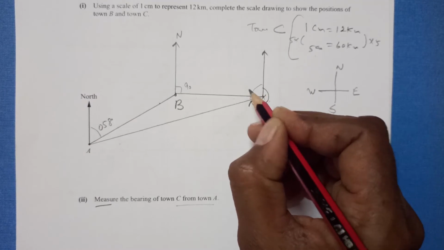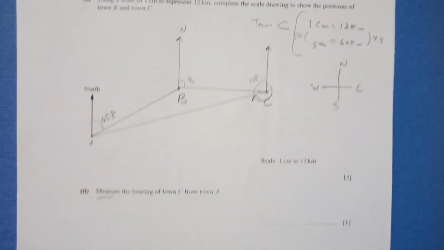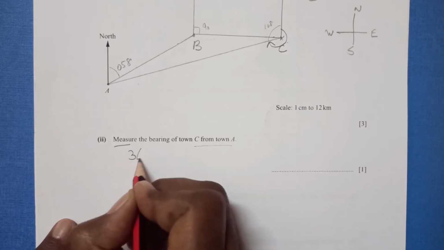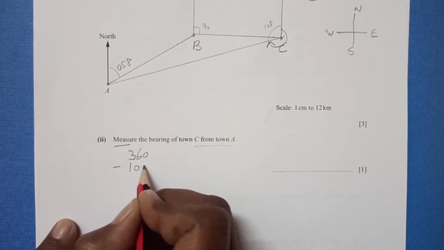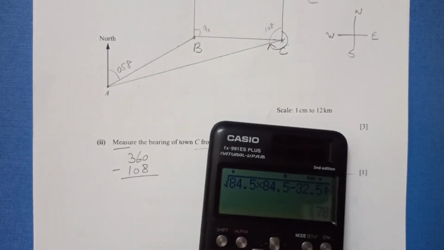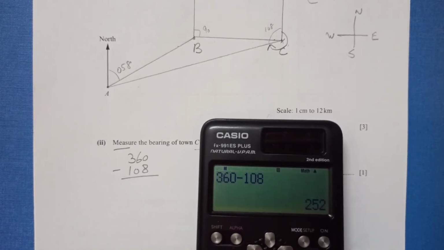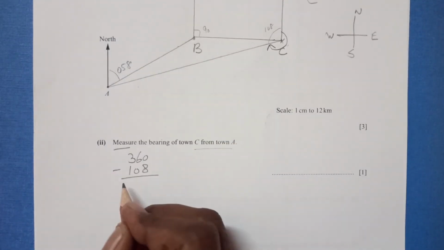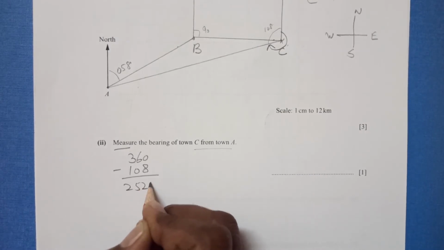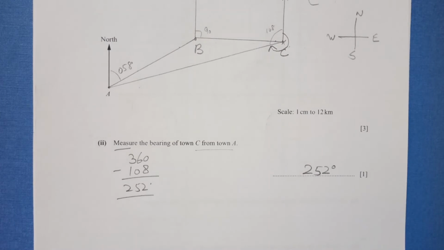This angle is 108. So we are looking for the other side, so it will be 360 minus 108. So 360 minus 108, it is 252. So this angle is 252 degrees. So this is the bearing that we are looking for.